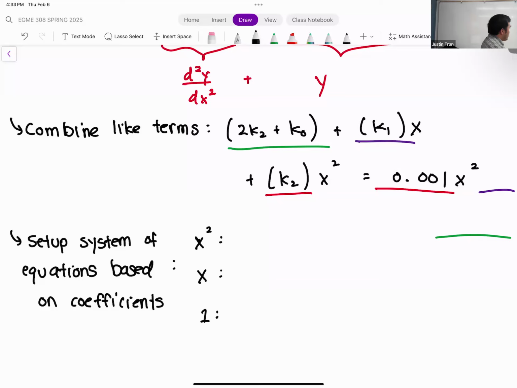Okay, so let's do x squared first. So for x squared on the left-hand side, we have K2. On the right-hand side, we have 0.001, right? So those are all the coefficients for all of the x squared terms. And so you can see right away from that, K2 is going to be equal to 0.001. Next one that we have here is for x. And so on the left-hand side, we have K1 times x. On the right-hand side, we don't have any x terms, so that means K1 must be equal to 0.